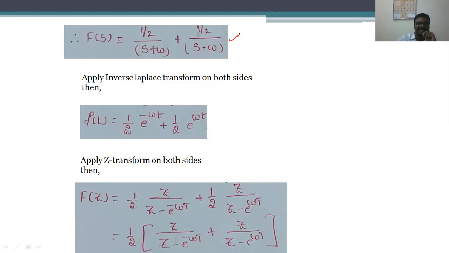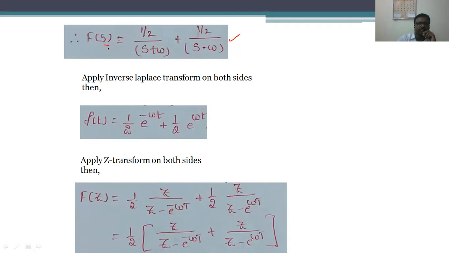In order to obtain F of t, we have to convert the s domain into the t domain. That means F of s has to be converted into F of t. In order to do that, F of s has to be applied with an inverse Laplace transform. So the inverse Laplace transform is applied on both sides of this equation.